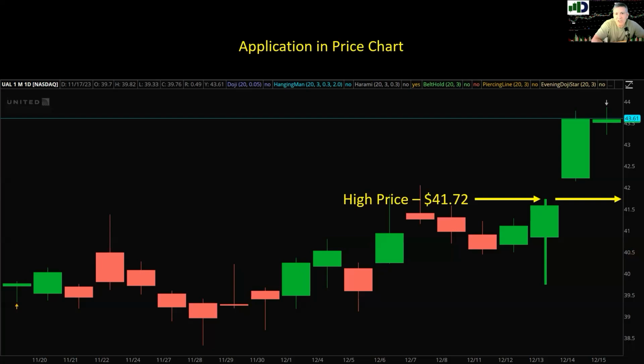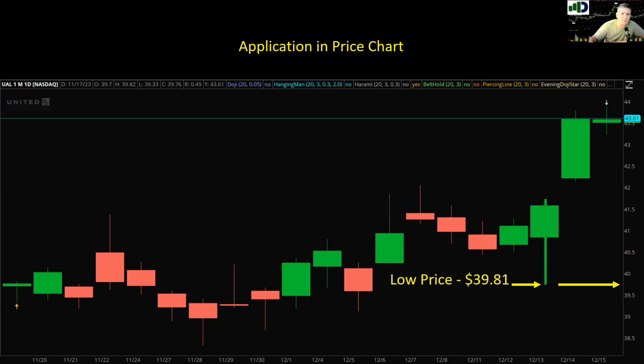Now that we are set up to use a price chart in Thinkorswim using candlesticks, we can see the illustration. In the illustration, the highest price of this stock during the particular day was $41.72. The lowest price was $39.81, or about a $1.91 difference for the day's trading range.